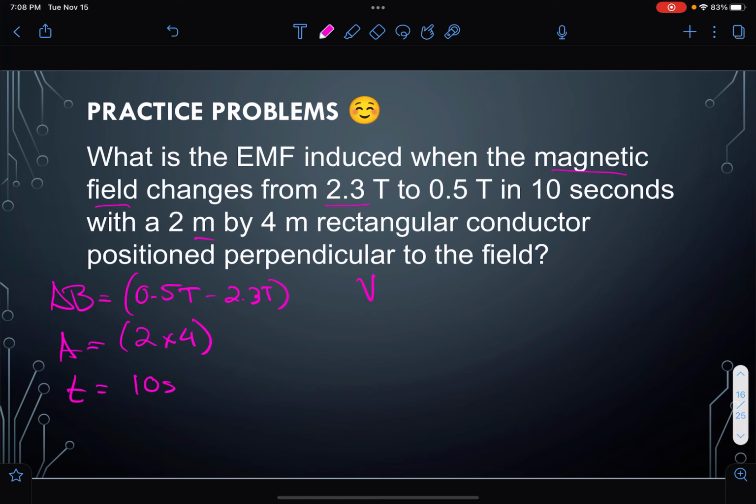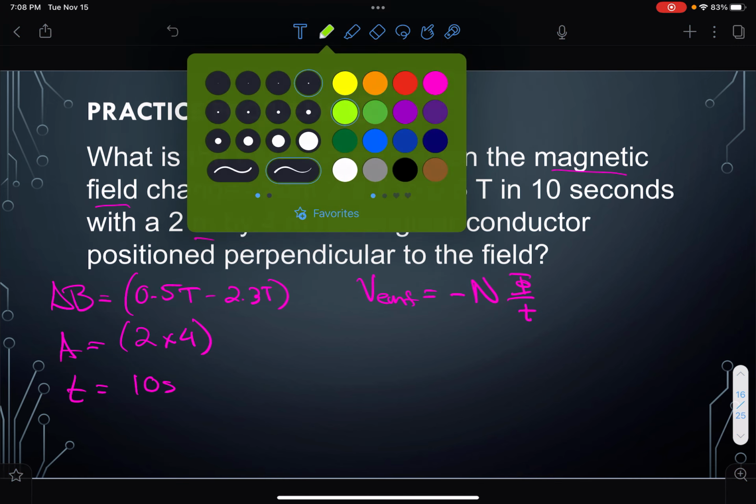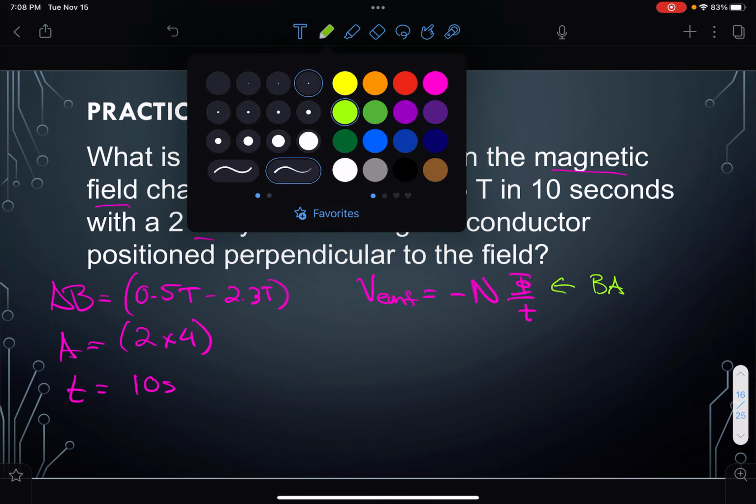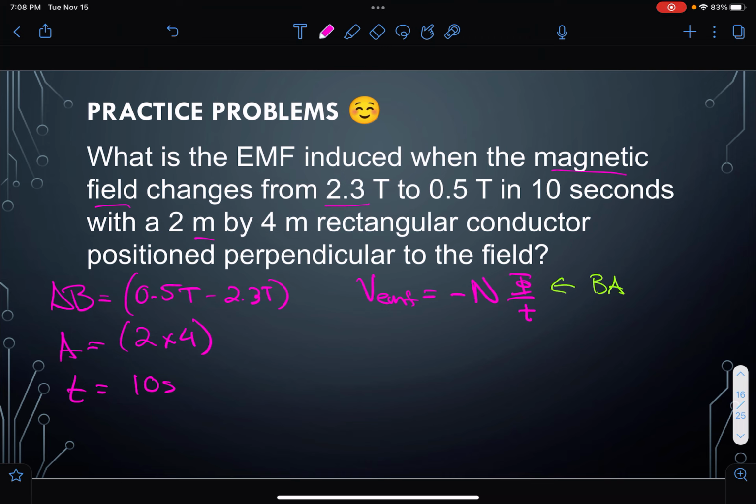Okay, so my EMF equations, I've got two. I've got BLV, but I don't have anything moving. It's not changing that area. It's the magnetic field that's changing. So I'm going to go ahead and use this one here, where this is my flux over time. Okay, and again, instead of flux here, I'm going to have my changing BA, and these are perpendicular, so I don't need to worry about this sine, or the cosine, sorry.